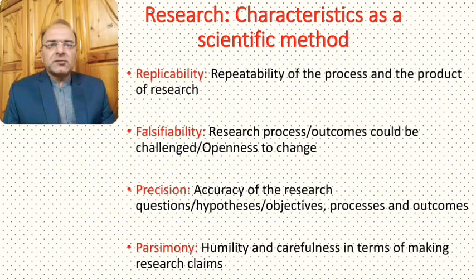The next characteristic of research as a scientific method is precision, which means the accuracy of the research questions. The research questions are concrete and accurate, and the objectives and research hypotheses are accurately described in the research process and especially in the research report. So the accuracy of the research questions, hypotheses, objectives, and the accuracy of the research processes and outcomes, generally called precision, is an important characteristic of research as a scientific method.